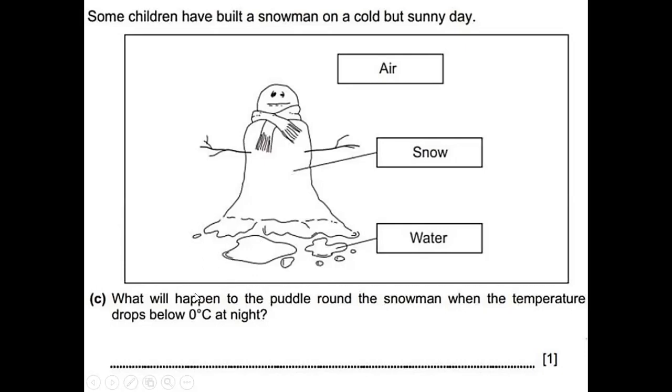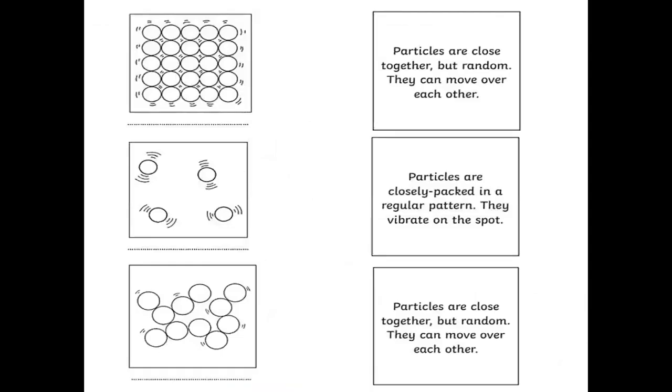Okay, below 0 Celsius degrees at night. Of course, they will freeze. They will turn again into solid, into ice. They will solidify. There will be snow again. Okay. Moving on to this question.